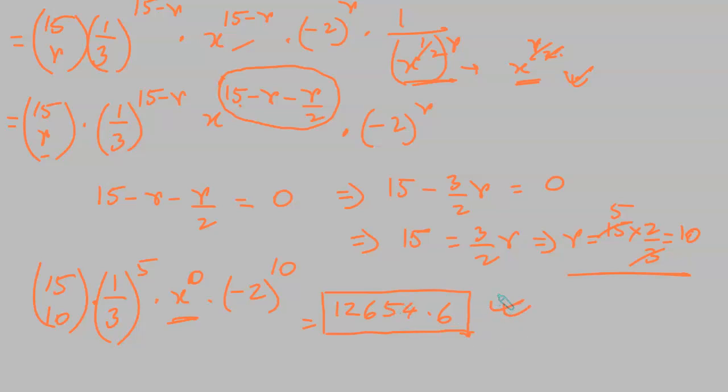Okay. So, since the value of n is 15, there will be a total of 16 terms. Out of those 16 terms, this is the only term which does not contain any x. Therefore, it is known as the constant term.